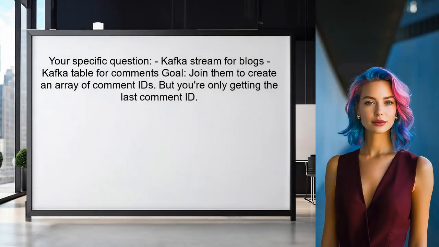Let's dive into your specific question. You mentioned that you have a Kafka stream for blogs and a Kafka table for comments. The goal is to join these two so that each blog can have an array of comment IDs. But right now, you're only getting the last comment ID. Sound familiar? Let's explore how to fix this.